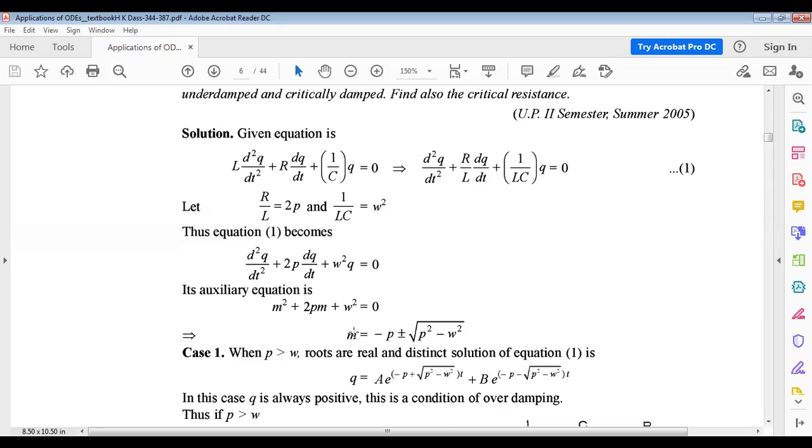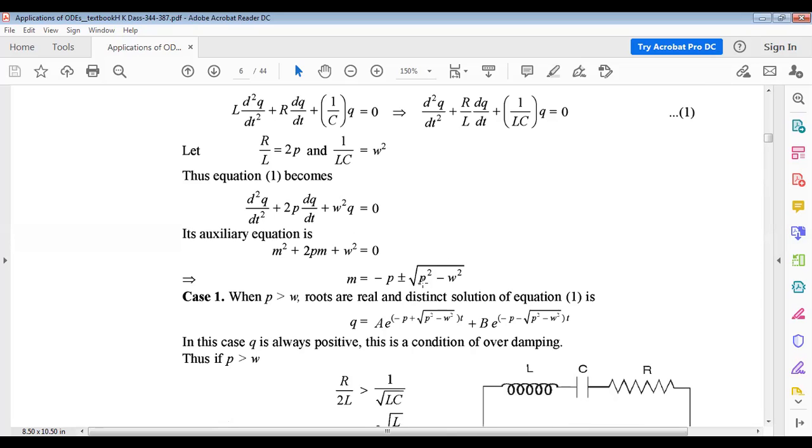Here there will be what? Complex roots, right? This is a quadratic in m. It looks like x square plus bx plus c equals to 0. If x square plus bx plus c equals to 0, then x equals to what? Minus b plus minus square root of b square minus 4ac, divided by twice a. Using the same quadratic formula, we can solve this for m. So m equals to minus p plus minus square root of p square minus omega square.